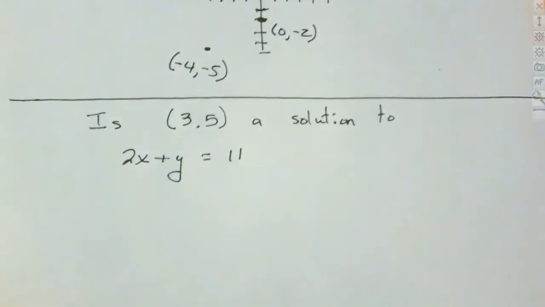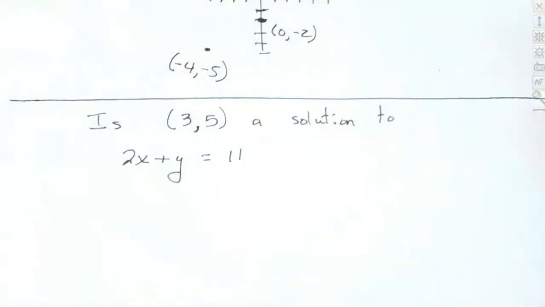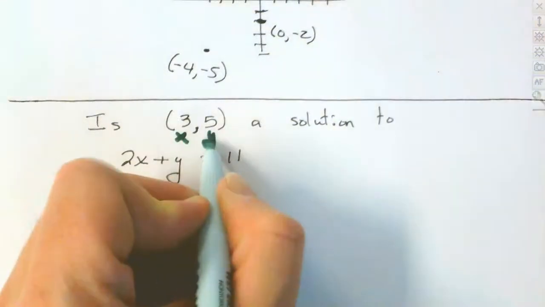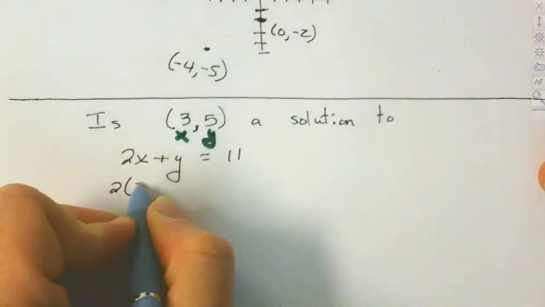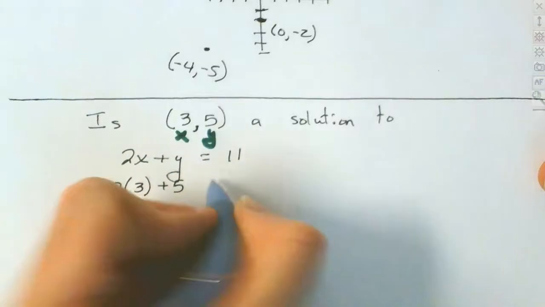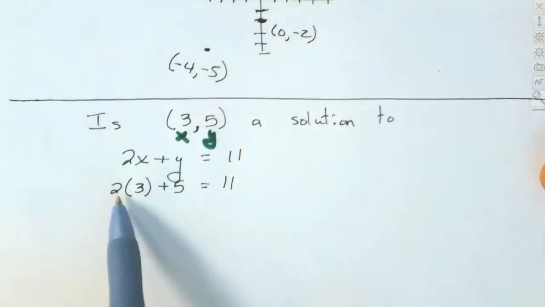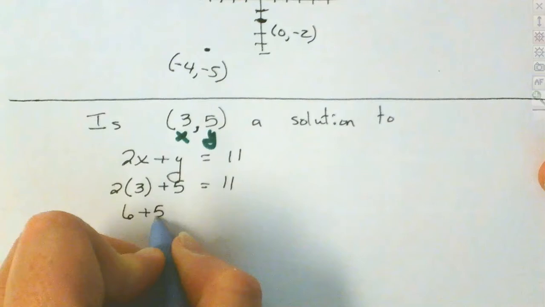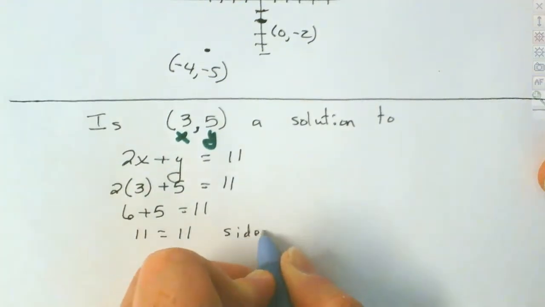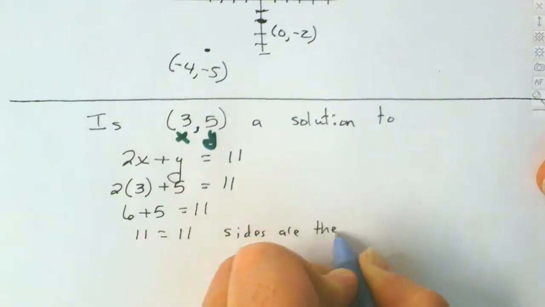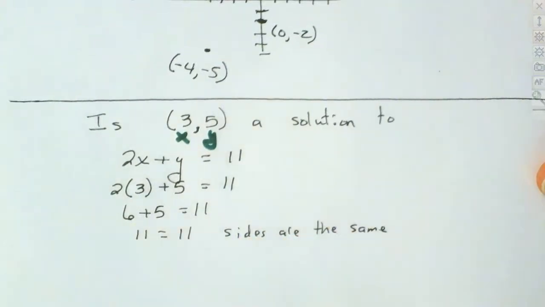Is this going to be a solution to this equation? Well, what makes it a solution? It's going to be a solution if I plug the values in and the sides equal, if it comes out to be true. So this is your x and this is your y. So when I plug my values in, that gives you 2 times 3 plus 5 for the y. And does that equal 11? Yes, because 2 times 3 is 6. Plus 5 makes it what? 11. The sides are the same. If the sides are the same, then it is a solution.